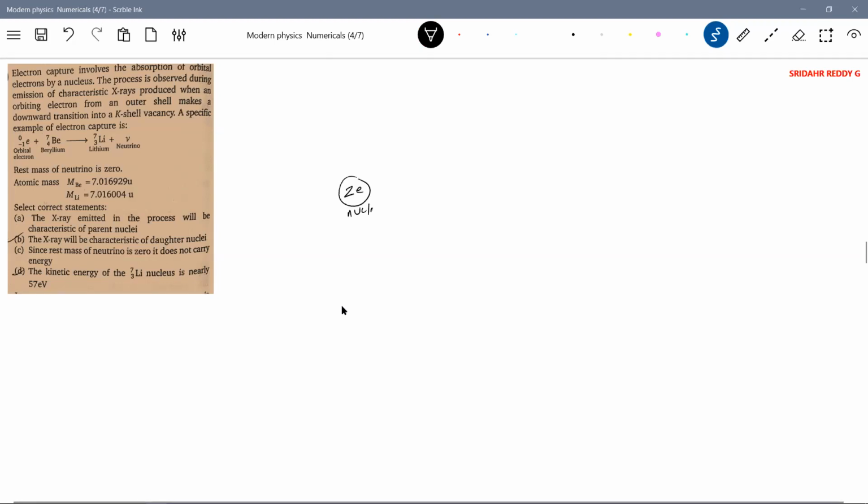There's a nucleus. There's an electron. So there's a K shell, there's an L shell.